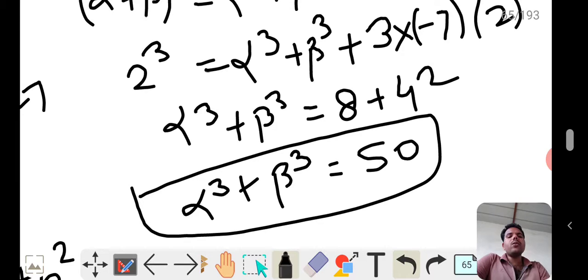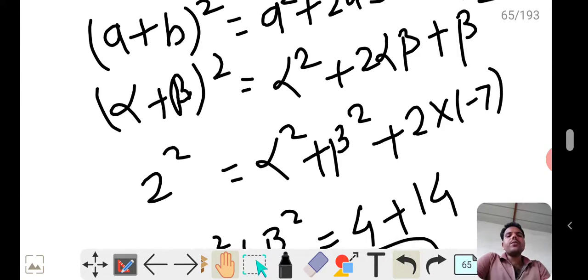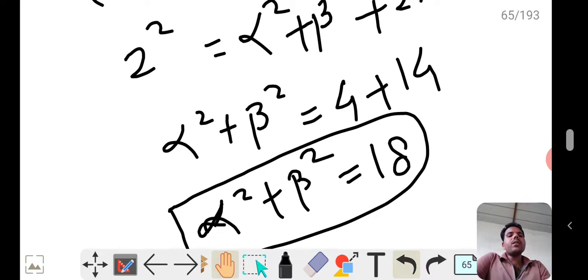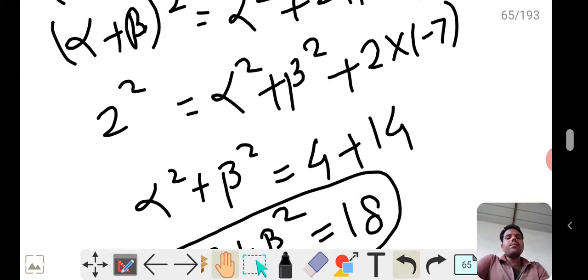To find this value, we have to know the formula a plus b bracket cube is equal to a cube plus 3a square b plus 3ab square plus b cube. And to know the value of alpha square plus beta square, we have to remember the formula a plus b bracket square, that is a square plus twice ab plus b square. So let's see the next example.